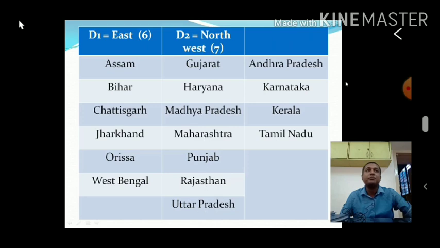Uttar Pradesh 1, 1. So there is no dummy variable for the south region because as per the basic rule, 3 minus 1. If the categories are 3, so 3 minus 1, we will be taking 2 dummy variables. So we have here dummy variable 1 for east, dummy variable 2 for northwest.